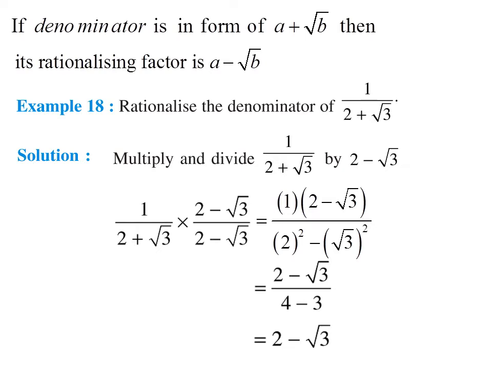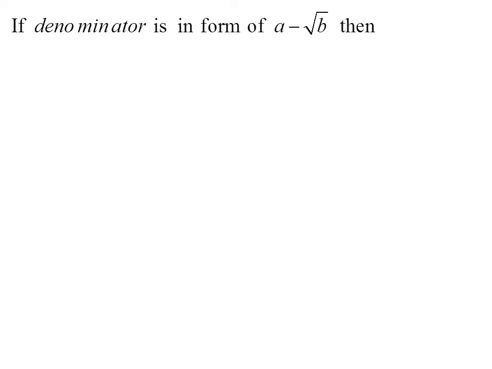Now another form, if the terms are interchanged. If the denominator is in the form of a minus root b, then its rationalizing factor will be a plus root b.